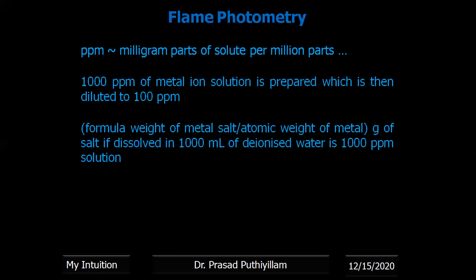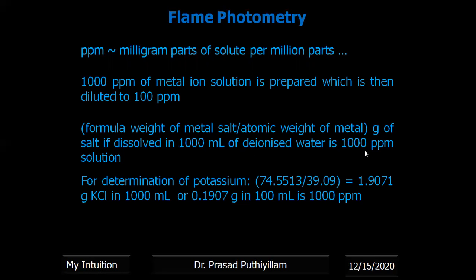We need to weigh, or we should know, the formula weight of the metal salt divided by the atomic weight of the metal. That much gram, if dissolved in 1 liter or 1000 ml with deionized water, is a 1000 ppm solution. From the 1000 ppm solution we can further dilute it to 100 ppm. For determination of potassium, the formula weight is 74.5513 divided by 39.03.